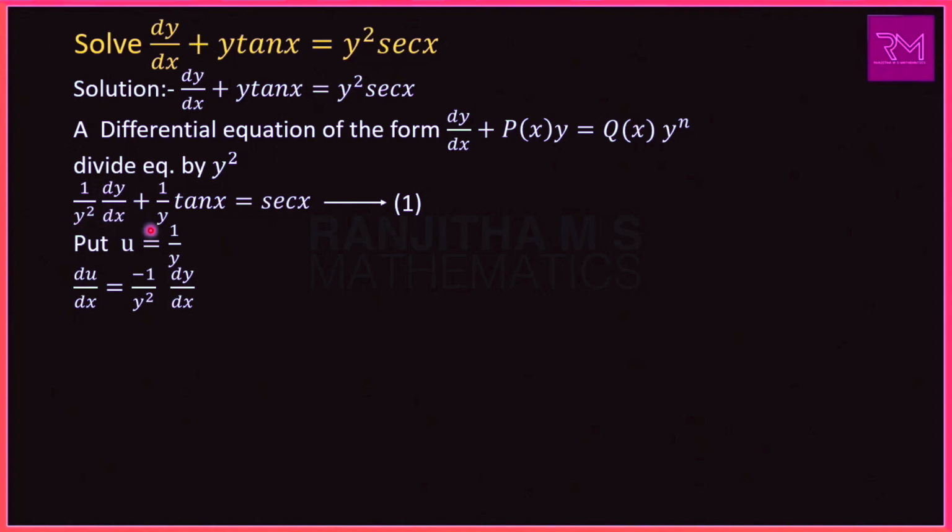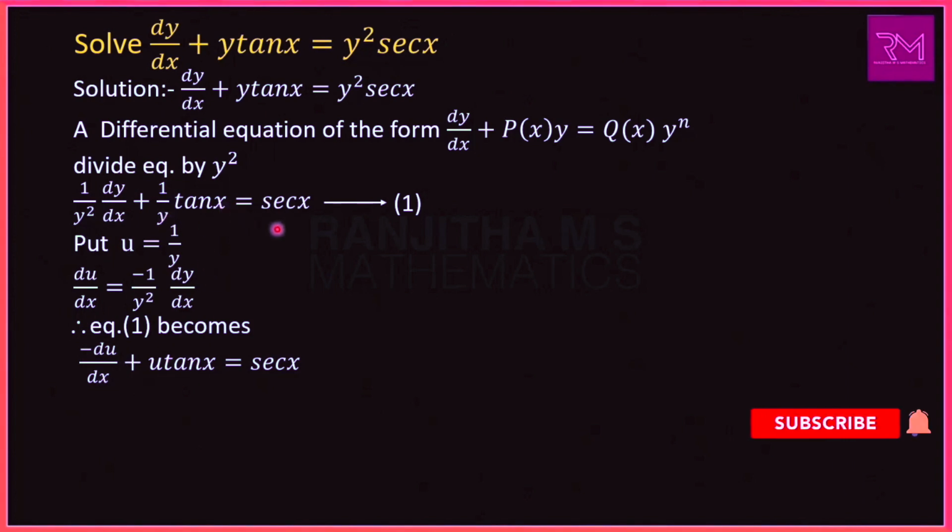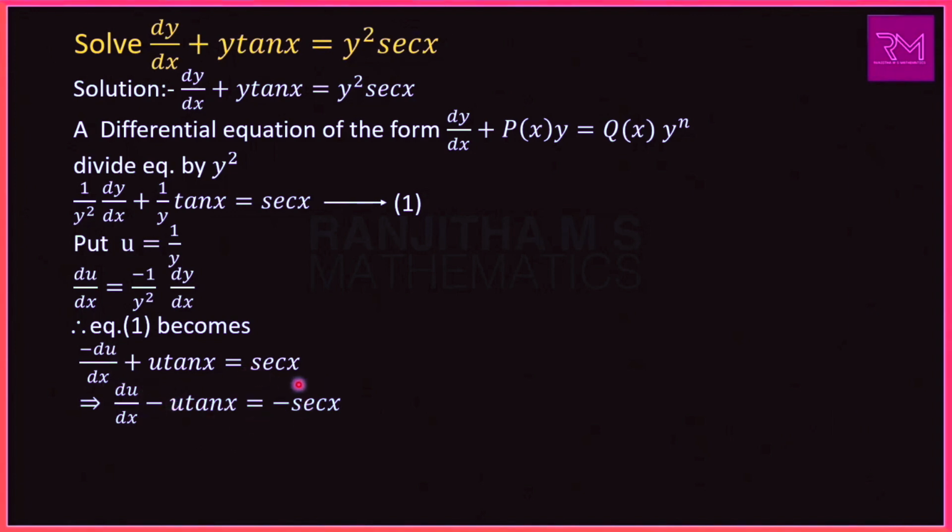Here we have 1 by y square into dy by dx. Substituting this value here, if we take this minus to the left hand side, equation 1 becomes minus du by dx plus 1 by y is u into tan x as it is, which is equal to secant x. To remove this minus sign, multiplying throughout the equation by minus sign, we get du by dx plus minus u into tan x, which is equal to minus secant x. Now, we can observe that the given differential equation reduced to a linear differential equation form.